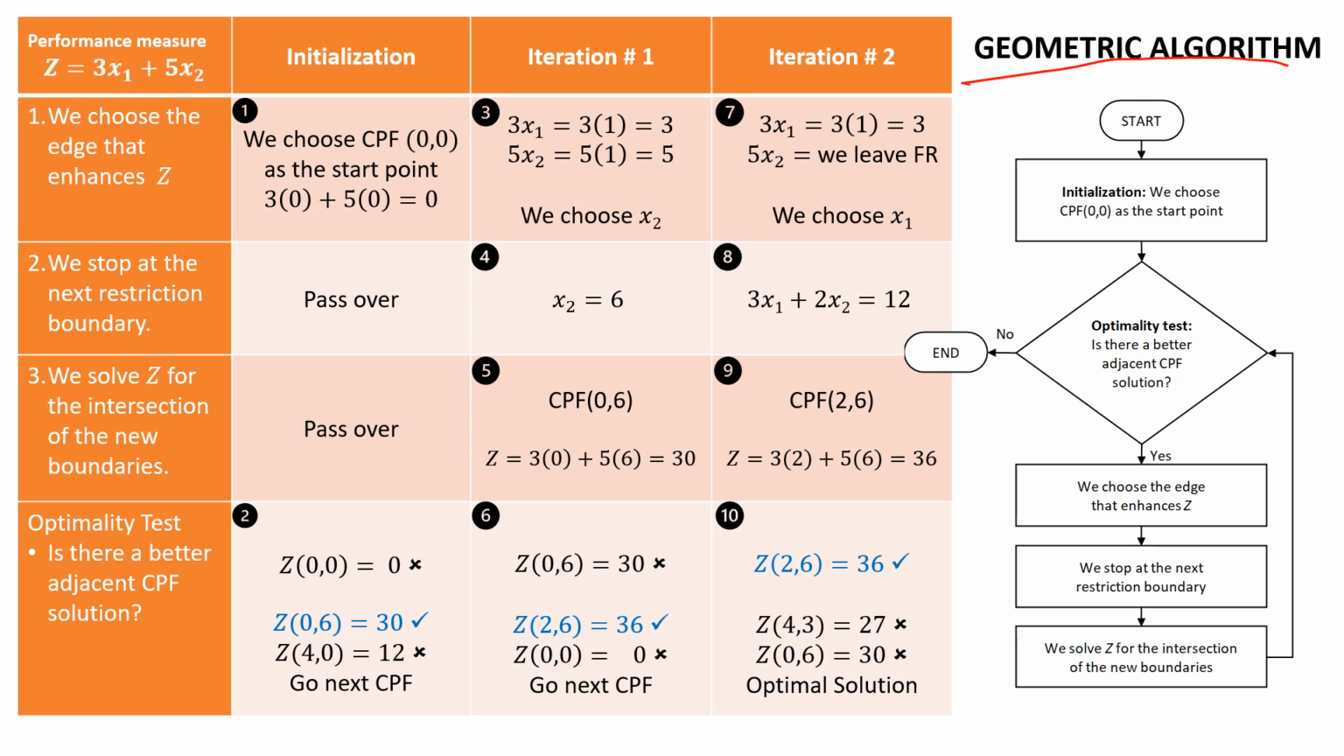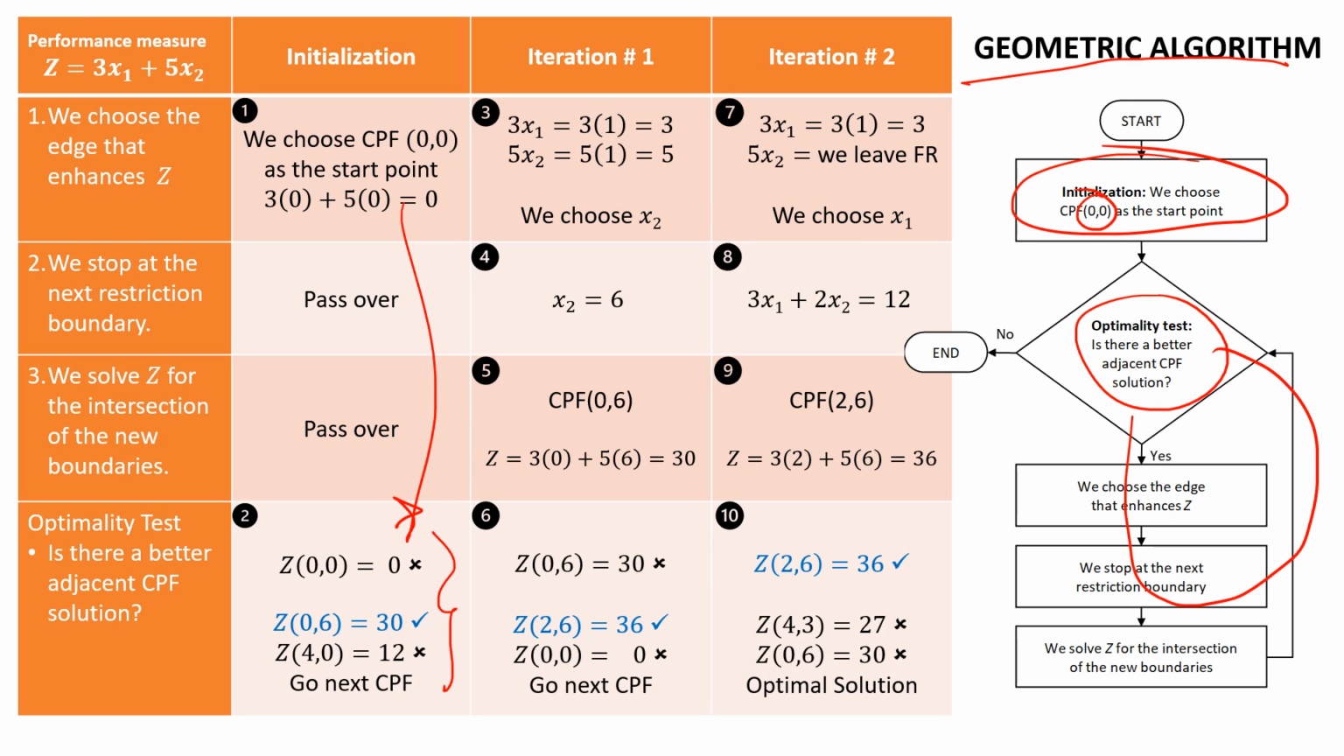In the geometric algorithm, we started with the initialization step where we choose the start point (0,0), that was the origin, and then we do an optimality test. Here we check if there was a better adjacent CPF solution. And if there wasn't any better adjacent CPF solution, we stop. Otherwise, we went through the 3-step algorithm.